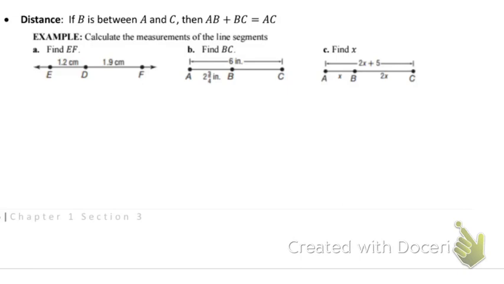All right, let's talk about some distances. If B is between A and C, then AB plus BC equals AC. And what we're talking about is, let's go down to the first example to see what I mean. It says find the distance E to F. Well, based upon that statement right above, we should be able to write that EF is the same thing as if I take the distance from ED and I add the distance DF. In other words, EF is just going to equal that 1.2 plus that 1.9, which is going to equal 3.1.